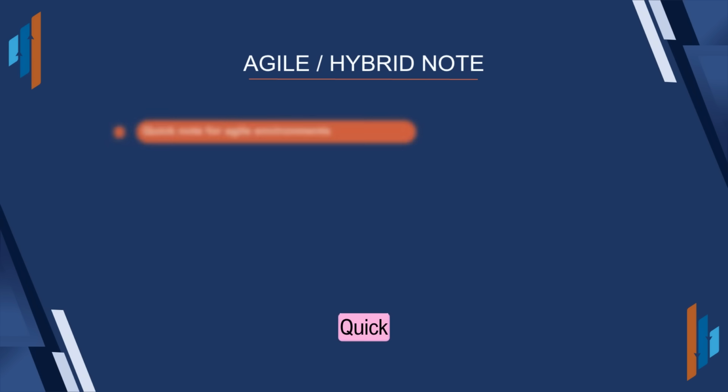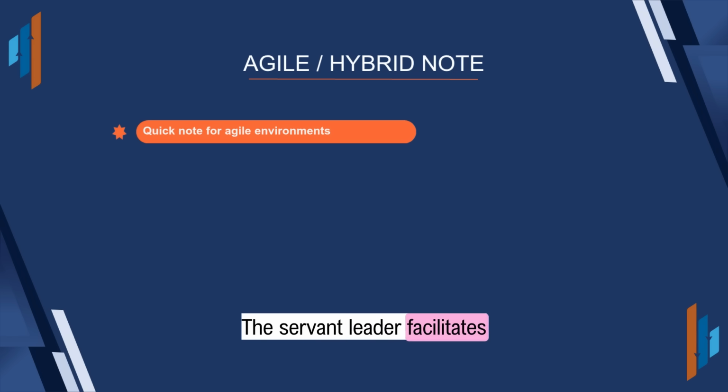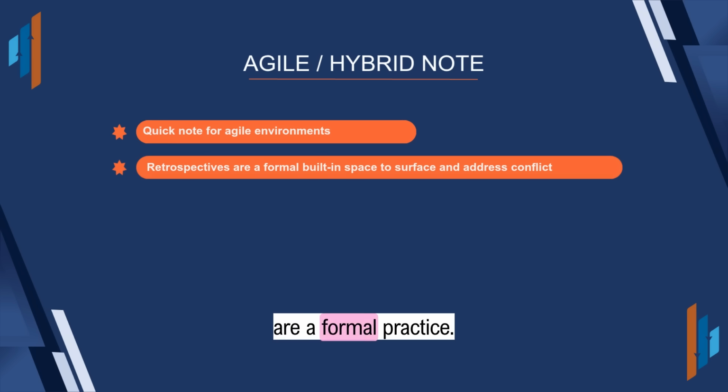Agile/hybrid note. Quick note for Agile environments, because half the PMP exam is Agile or hybrid. In Agile teams, conflict is expected and even healthy. The servant leader facilitates resolution rather than imposing it. Retrospectives are a formal built-in space to surface and address conflict, and the team is empowered to resolve conflicts themselves. The project manager creates the environment, not the solution.